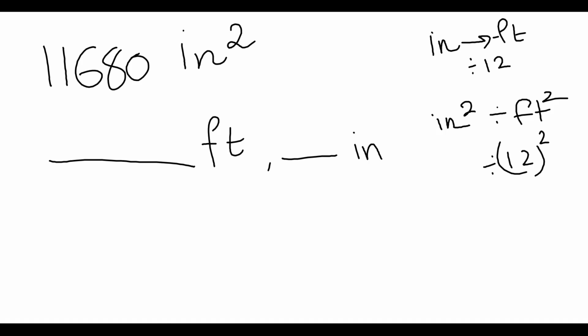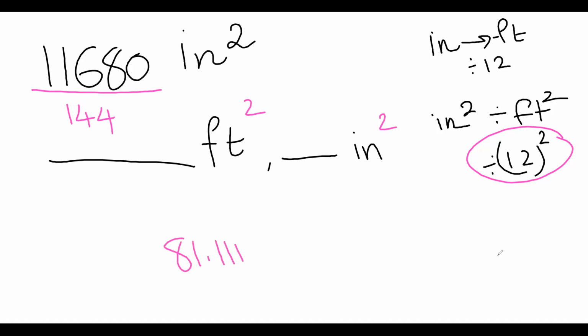So come back now to my number here, 11,680. I want to convert it to feet squared and inches squared. What I have to do is divide by 12 squared, or 144. Now let's do it by calculator. If you divide this number by 144, you will get on the calculator 81.1111. How can I write it here in feet and inches?